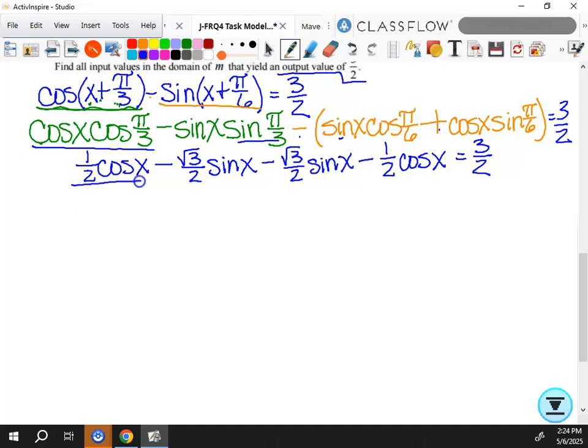Look, I got 1/2 cosine x and a negative 1/2 cosine x. Those zero out. I have one and then I took it away. Then I have square root of 3/2 minus square root of 3/2. So that's a half of each. 2 halves make a whole. So that's negative square root of 3 times the sine of x. And that equals 3/2. So it condensed down kind of nicely, right? Any questions about what happened to anything or where anything is coming from?